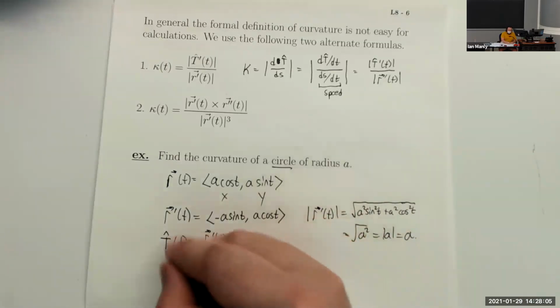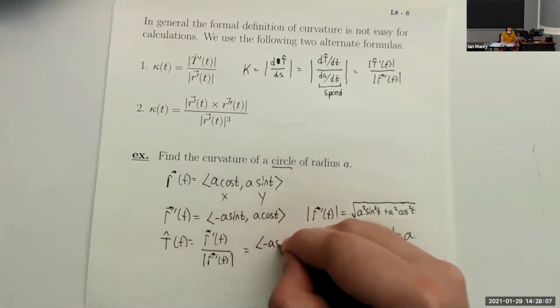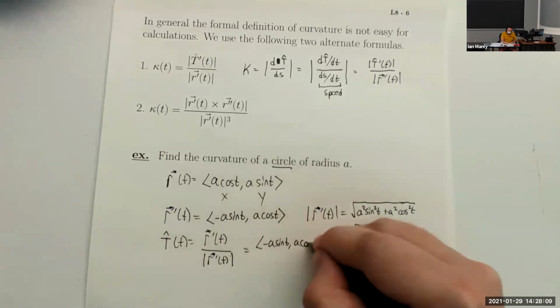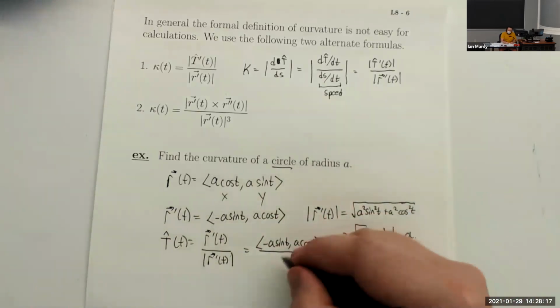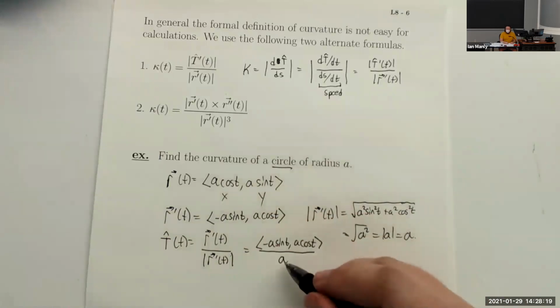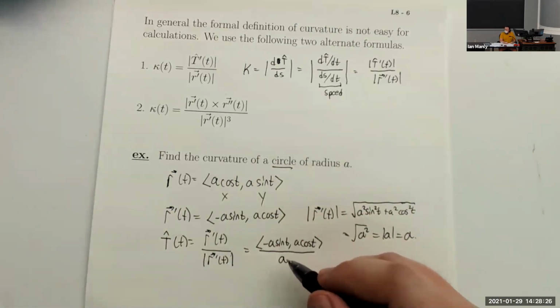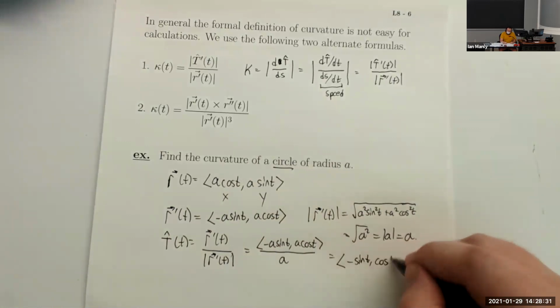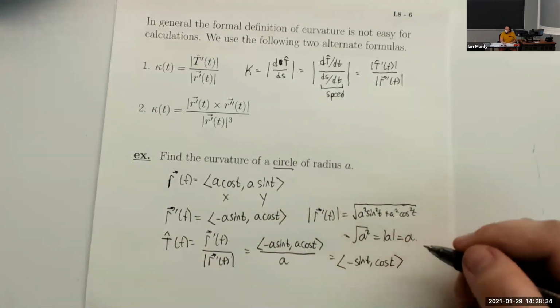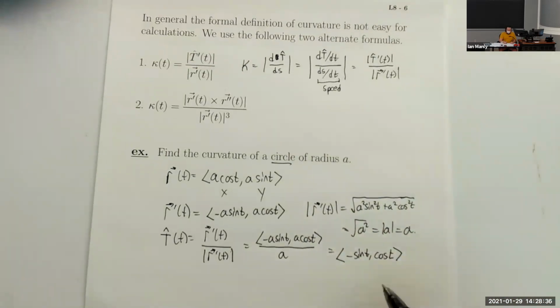So anyways, now we can fill in what this is. We have negative a sine of t, a cosine of t for the top, and then we divide by this magnitude down here, which is a. Now remember, a is a scalar, right? So if we want to divide this vector by a scalar, we just divide each of the components by that scalar. So we end up with negative sine of t, cosine of t, right here. Okay, so now we found our t hat, or our unit tangent vector.